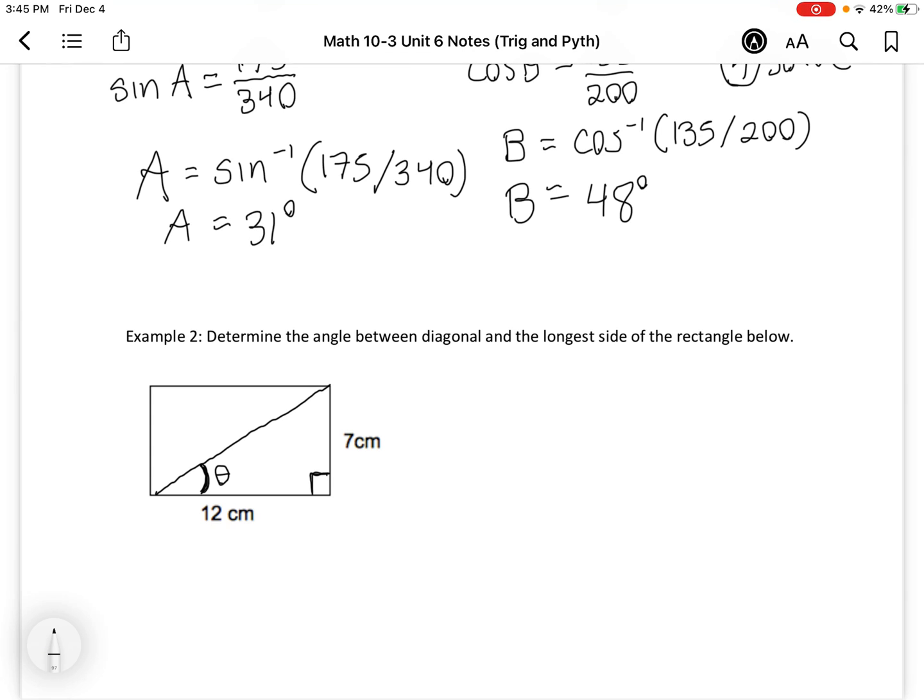All right, so again, I'm going to start out. Now I've got a triangle with that diagonal drawn in, and I'm going to start out by labeling that triangle relative to theta, because that's the angle that I'm trying to find. First, my hypotenuse is the diagonal, because that's the one that's across from the right angle. My opposite side is the one that's across from theta, so that's the 7. And my adjacent side is the 12.